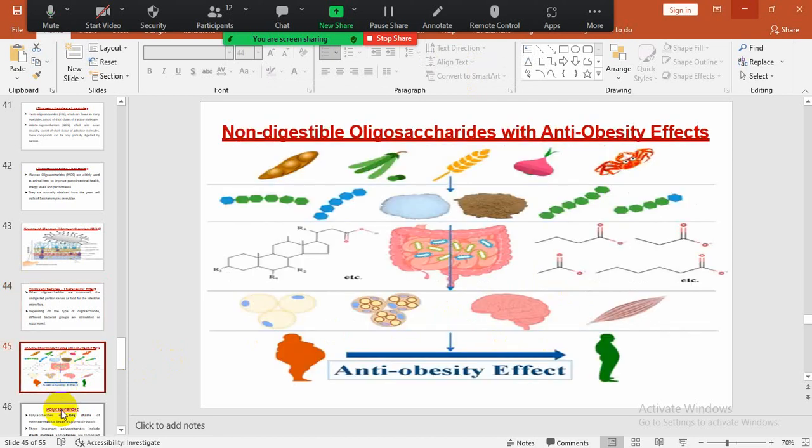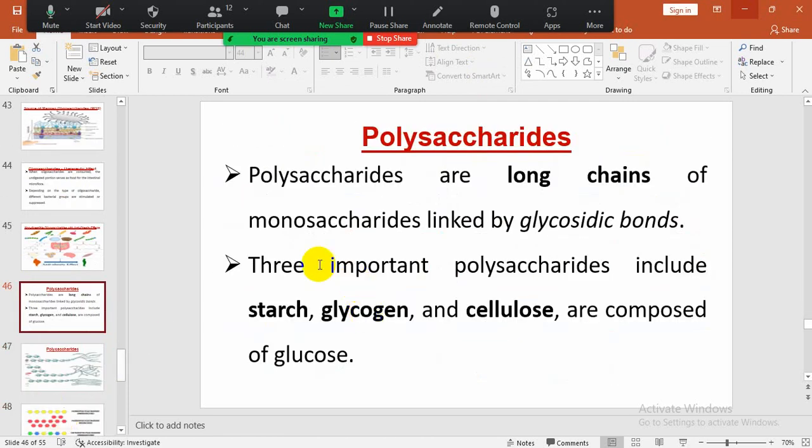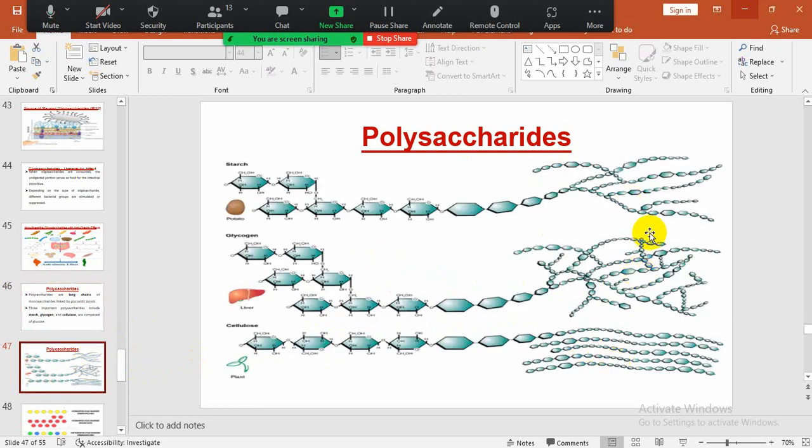So these are examples. Let's look at polysaccharides. Polysaccharides are long chains of monosaccharides linked by glycosidic bonds. Three important polysaccharides include starch, glycogen, and cellulose. You can see this is a polysaccharide, more than 10 sugar units, joined together by glycosidic bonds.